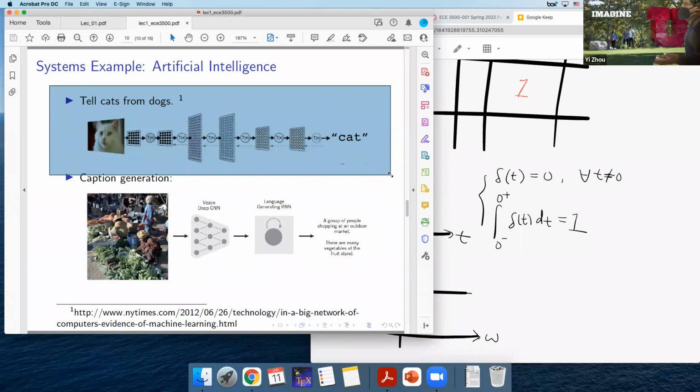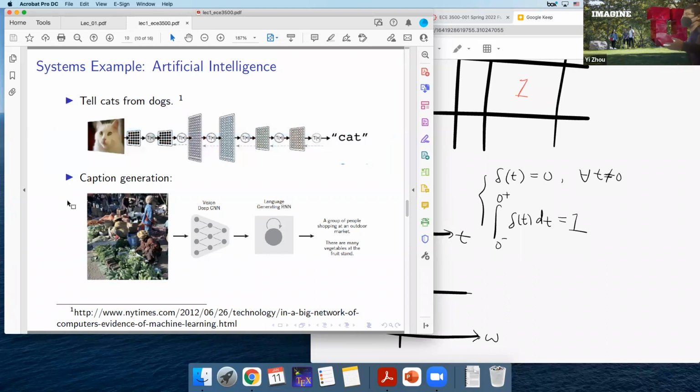Now you train the system so that it can classify the image in the sense that on the output side, it will tell you that this is a cat. This is a classification system. But in general, you can use these neural networks to do all kinds of fancy stuff, everything that you can think of. At the bottom, this is another system to generate captions for a particular image.